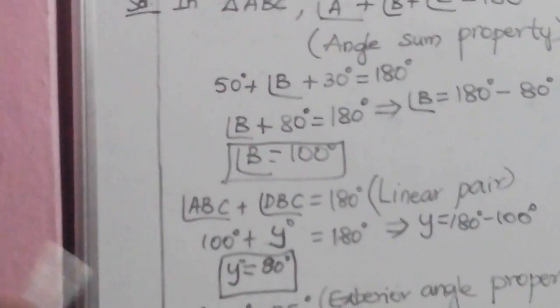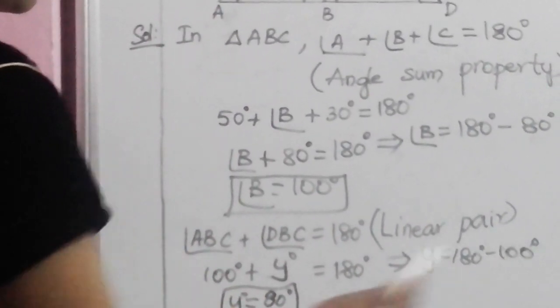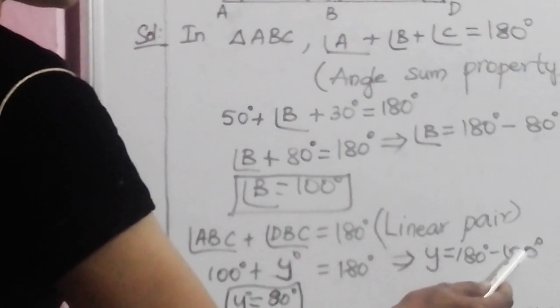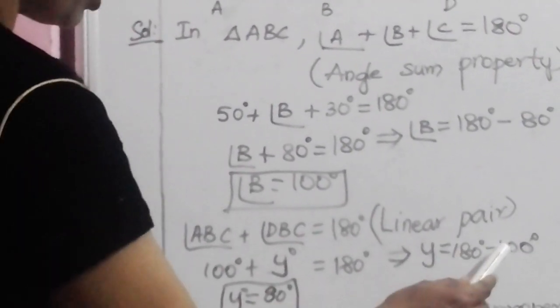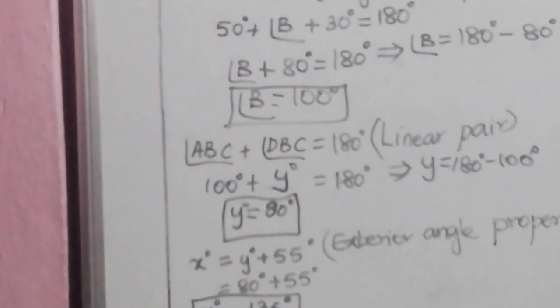Plus 100, when it goes to the other side, it becomes minus 100. Now, 0 minus 0 is 0. 8 minus 0 is 8. 1 minus 1 is 0. So, you got the value of y as 80 degrees.